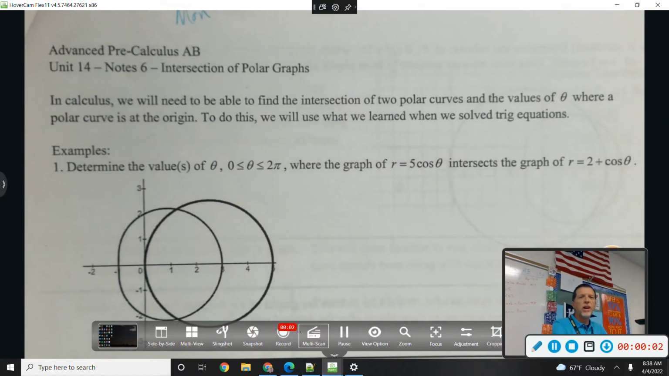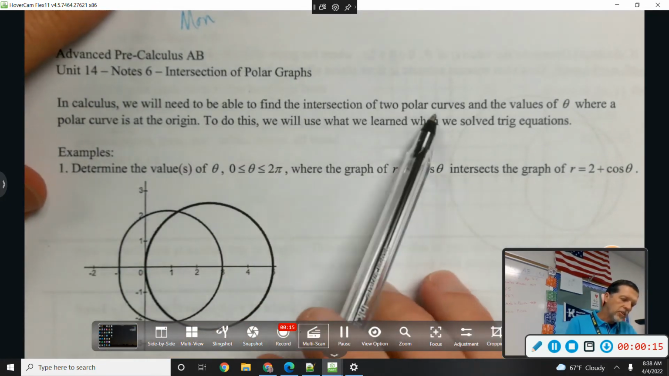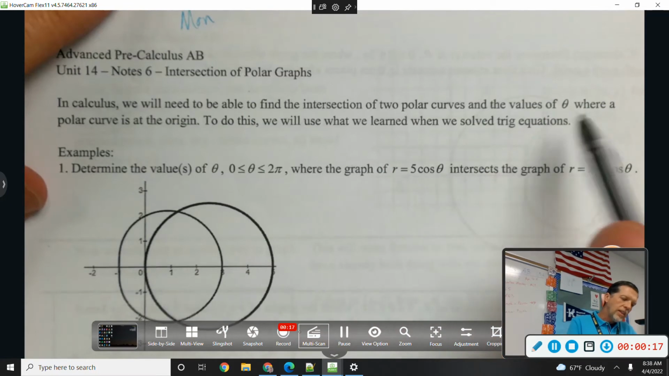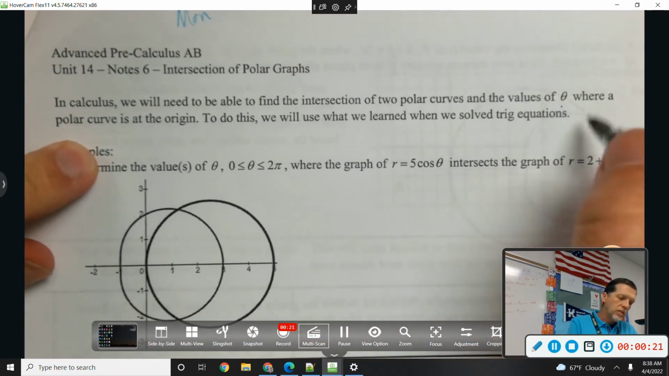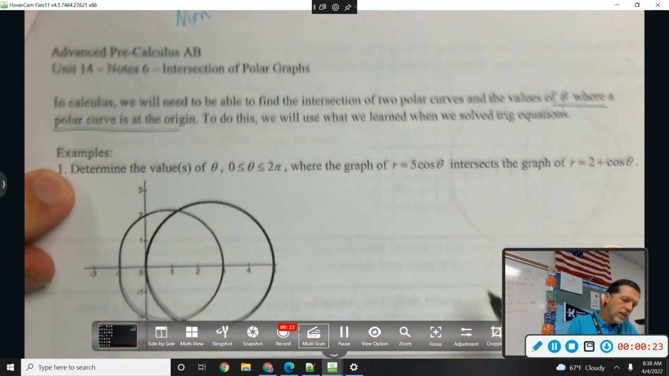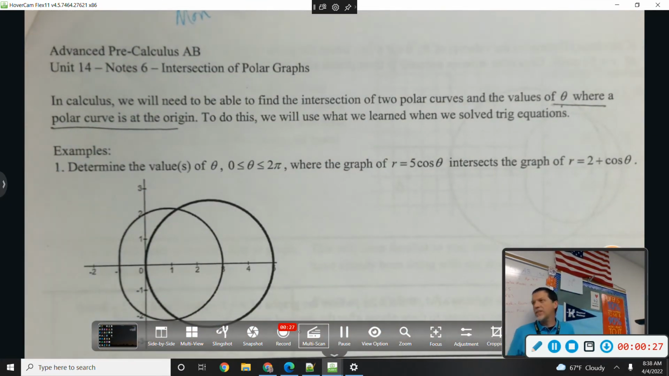Intersection of polar graphs sounds complicated, but we will spot you the graphs, so that will make things a little bit easier. In calculus, you need to find the intersection of two polar curves and the value of theta where the polar curve is at the origin. To do this, we will use what we learned when we solved trig equations. We're going to put some things together in this unit.